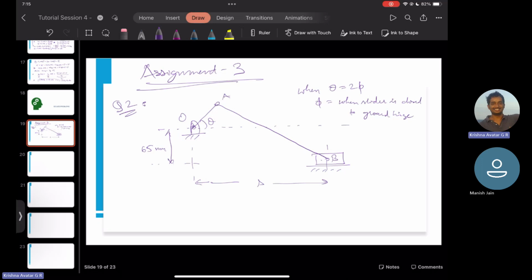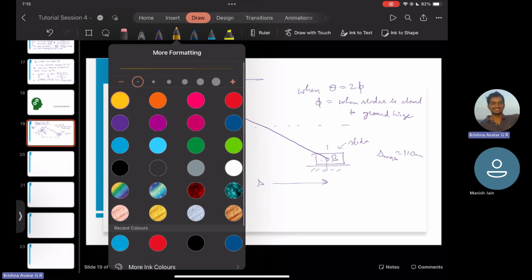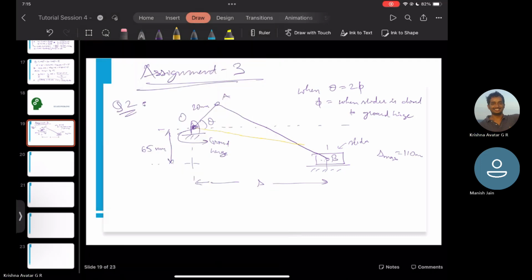We are also given that the link OA is 20 mm and the maximum distance of the slider from the ground hinge, this here being the ground hinge and this the slider, is given as 110. So S max is 110, and for that configuration the slider is the furthest when we have this scenario. So then this is S max.